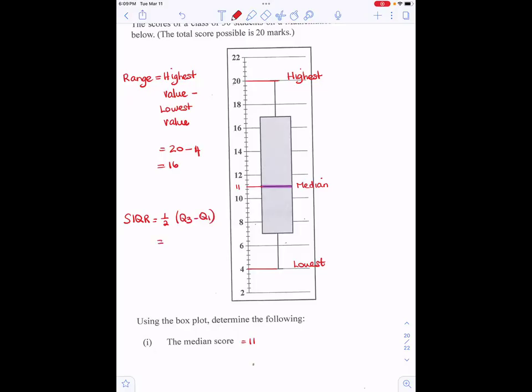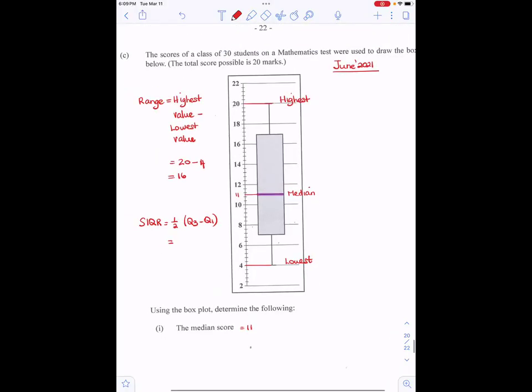Okay, good afternoon. Afternoon. So we're doing a continuation of the stem and leaf and the box and whisker plot. This is June 2021. So we want to wrap up this and then we want to go to probability. So part 1 was the median, part 2 was the range, part 3 is the semi-interquartile range. So go ahead and see if you could get an answer there.